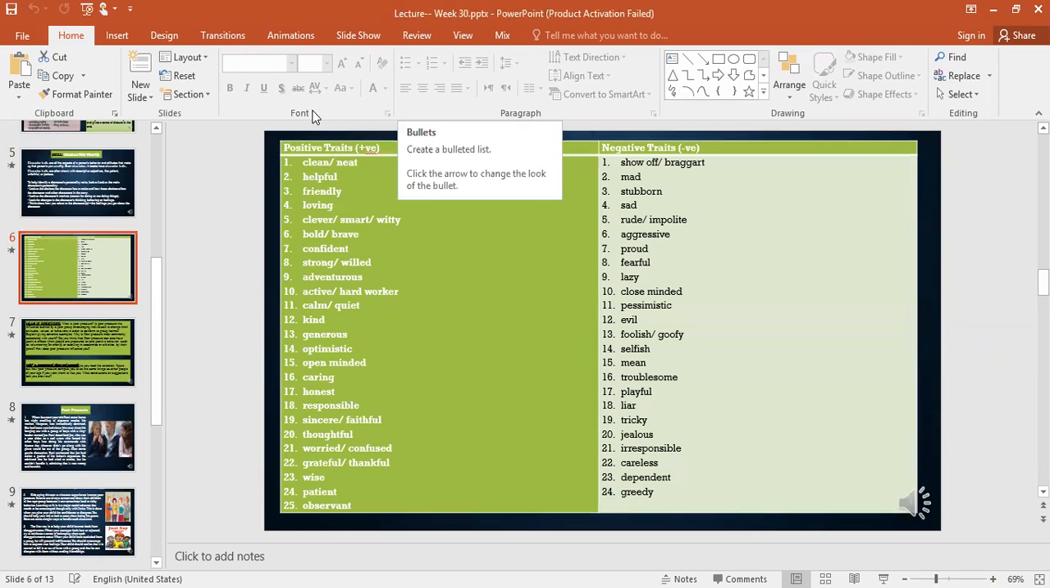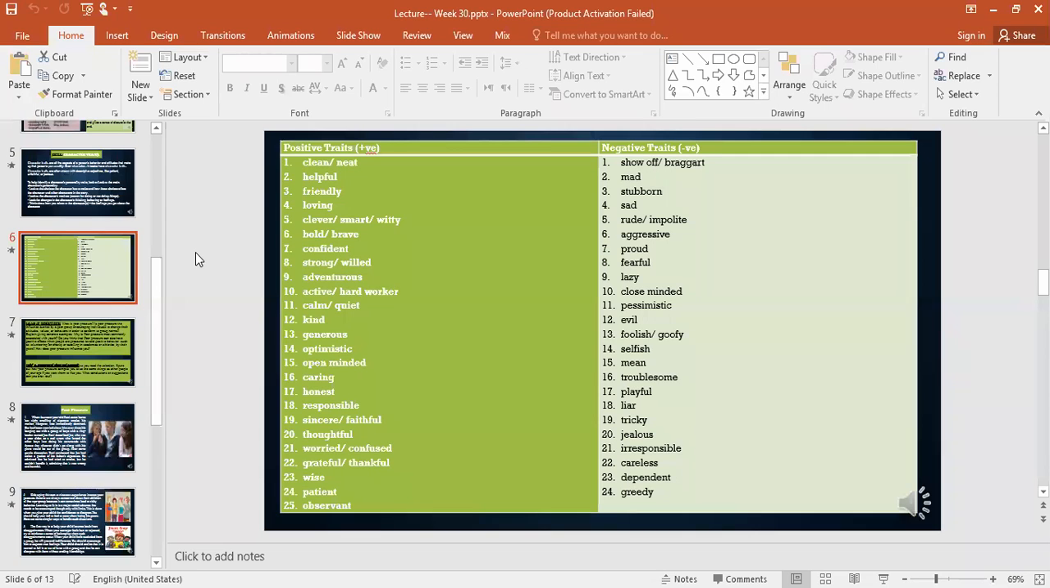Let's look at this chart. There are hundreds of adjectives and traits other than these, but I just included here the ones that you most use in describing. So these are some positive and negative traits. You can memorize them, you can read them on a daily basis just to keep them in your mind, like clean, helpful, friendly, bold or brave, confident, adventurous, hard worker, kind, generous, optimistic, caring, honest, responsible, faithful, sincere, thoughtful, worried, confused, wise, patient. All of these are positive traits.